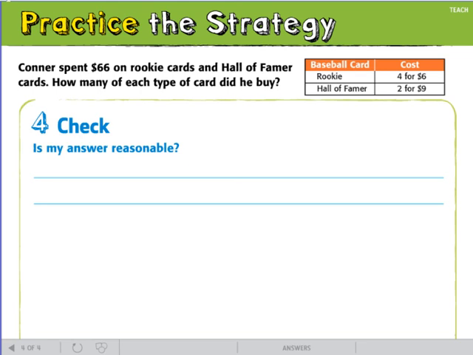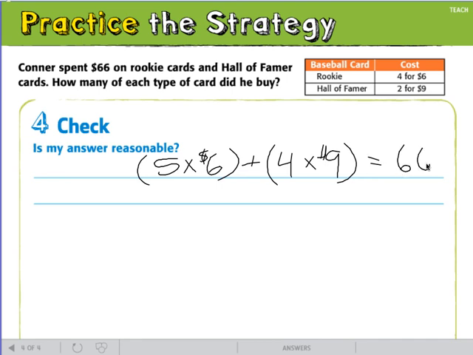We said he bought 5 sets of rookie cards for $6, and then he bought 4 sets of the Hall of Famer cards for $9. And that equals the $66 that he spent. Well, 5 times 6 is 30, so 30 plus 36 does equal 66. So is it reasonable? Yes, it's reasonable.